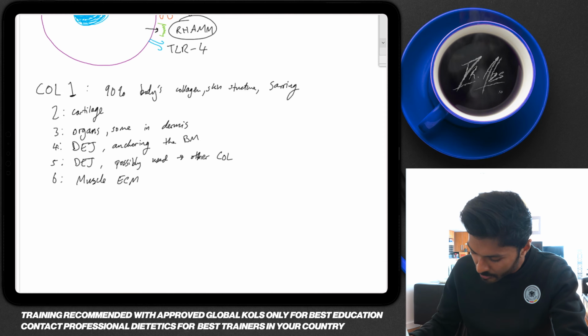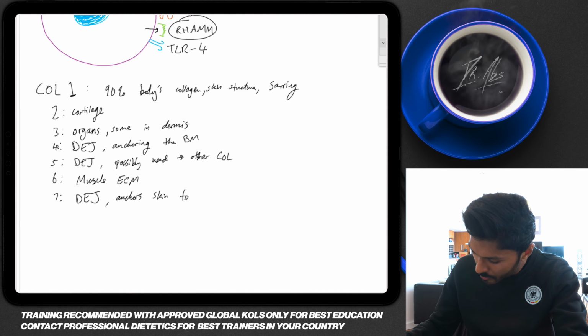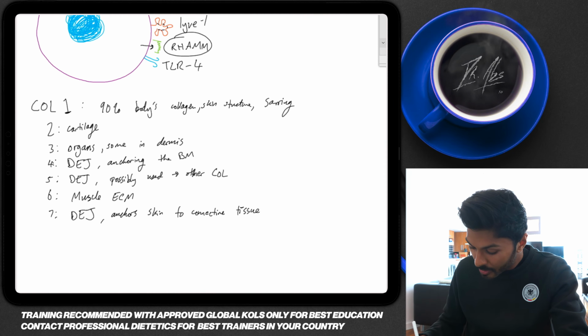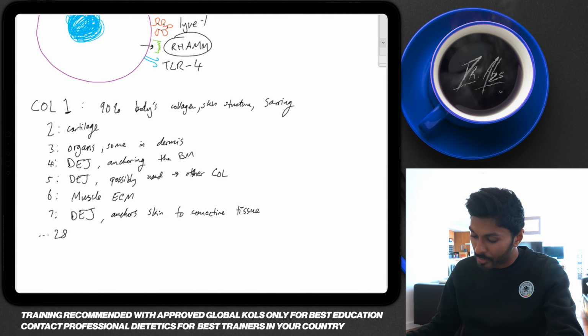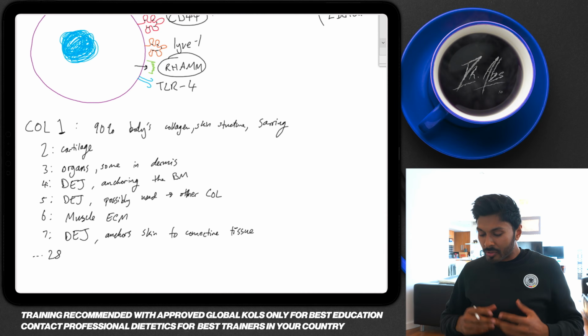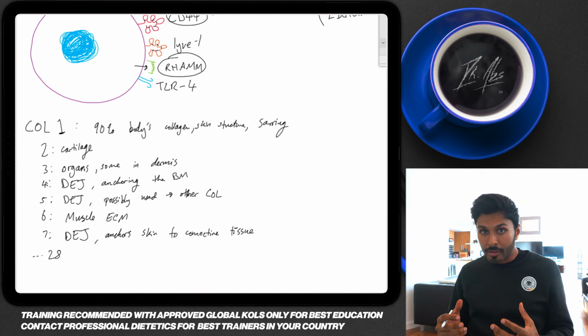As you can tell, my handwriting is terrible. Collagen type 7, that is found around the DEJ as well, and that anchors skin to connective tissue. Okay, so you can, and that goes all the way on until type 28, which I'm clearly not going to go through because I can't be bothered, frankly. But you see how varied their jobs are.